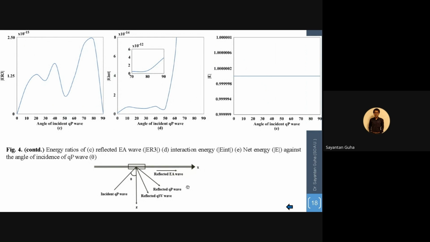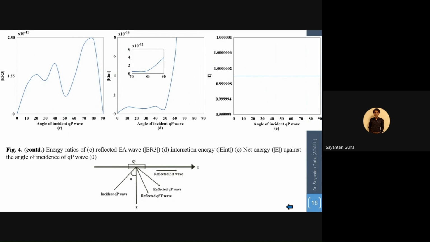Now what is happening for the reflected EA wave? Since the reflected EA wave is an evanescent surface wave, it does not carry a significant amount of energy because this wave is not moving in and out of this medium, it is just moving along a straight line. So we can see that for all values of angle of incidence, the order of magnitude of the energy ratio of the reflected EA wave is of order minus 15. So the entire energy ratio is something times 10 power minus 15, which is almost negligible.